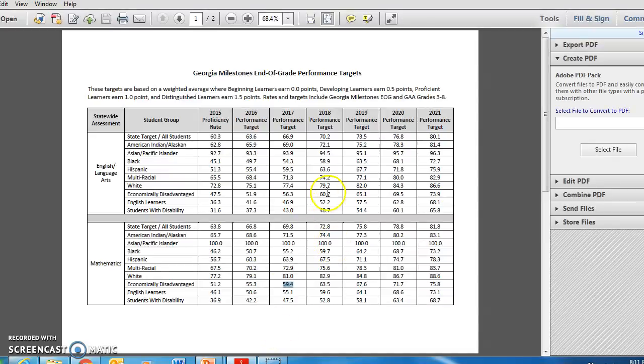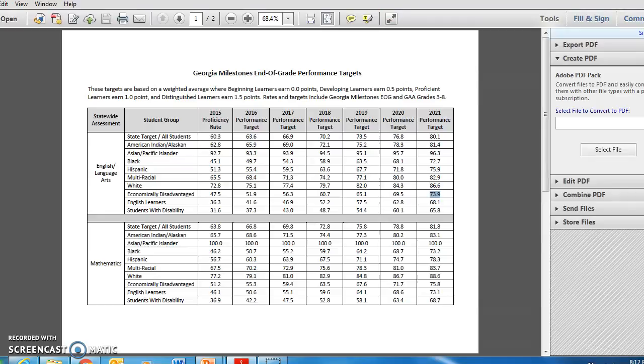And if you look all the way over, let's look at our economically disadvantaged. In 2021, 73.9 is what we need for our economically disadvantaged students. This kind of reminds me of No Child Left Behind, when we were supposed to have 100% of our students meeting. And if you look, these targets are based on a weighted average, where beginning learners get no points, developing learners get half a point, proficient get 1 point, and distinguished gets 1.5. And so the rates and targets are included in all the milestones.